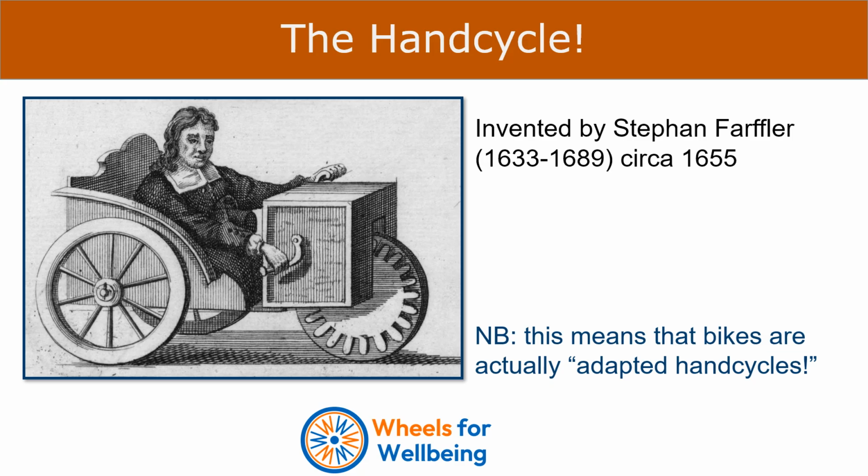So when we look at this, one thing that is really interesting to note is that cycling was actually invented by a disabled person, and a lot earlier than we often think of the invention of cycling. So if we're thinking about how we refer to cycles, this actually means that bikes or bicycles are adapted hand cycles. So the hand cycle was the original.